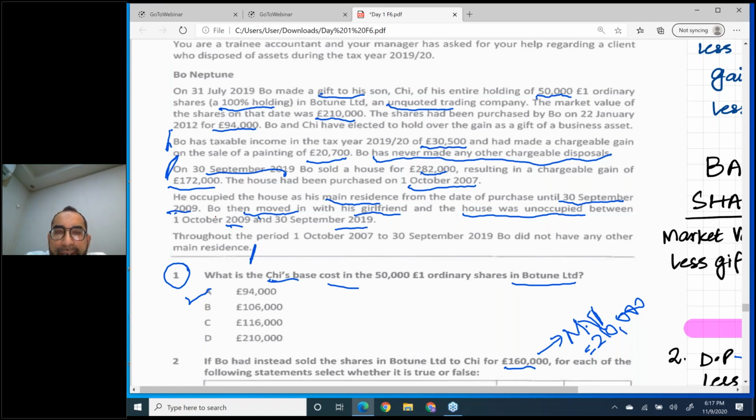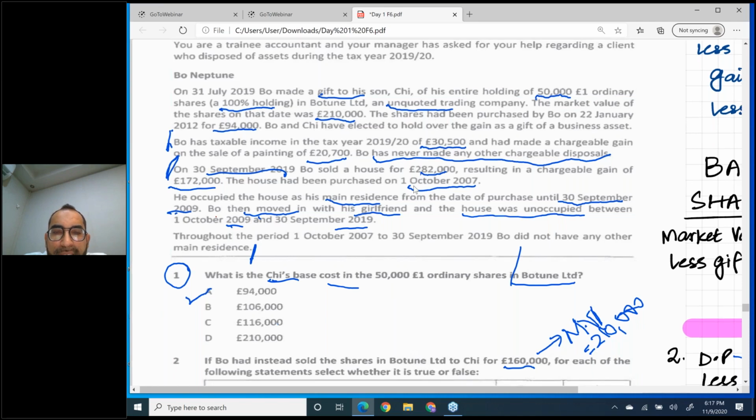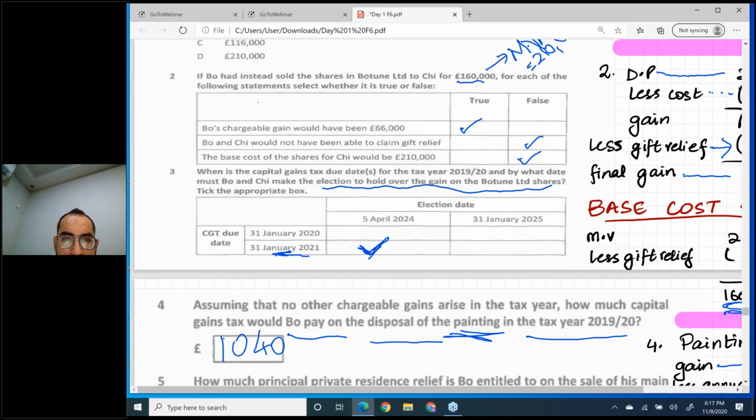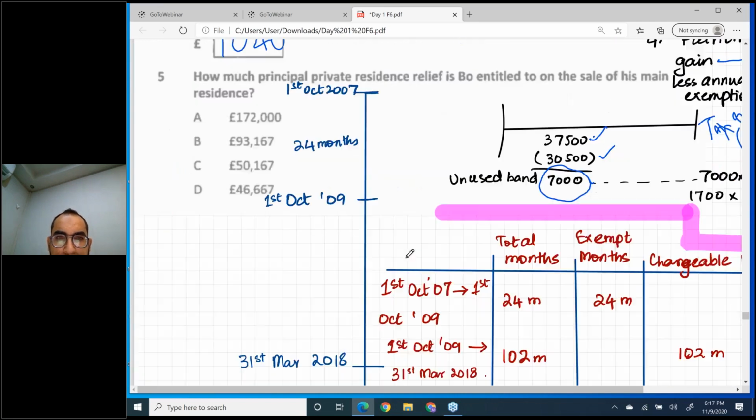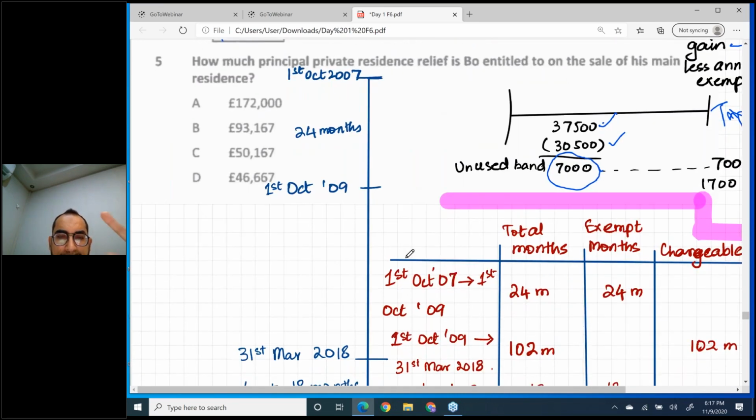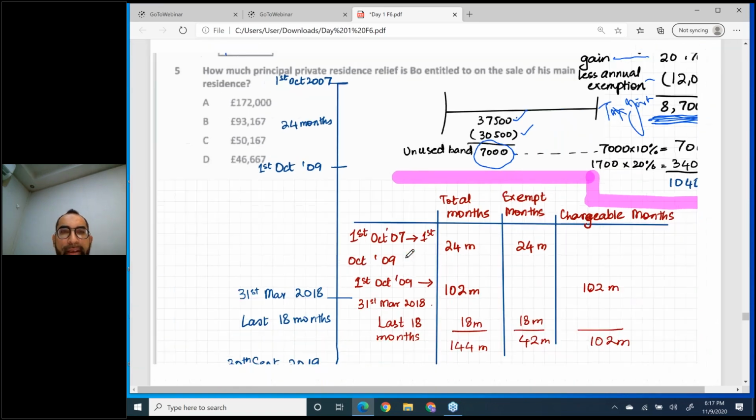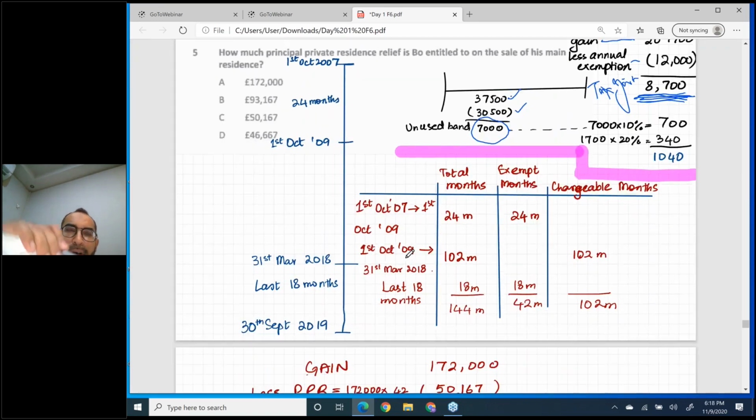Okay, let me explain you through a sketch. Please see this sketch. Can you see the sketch? Wait, let me arrange it. Yes. Listen, you bought the house on 1st of October 2007, and from 1st October 2007 to 1st October 09, these 24 months is exempt because he occupied it.